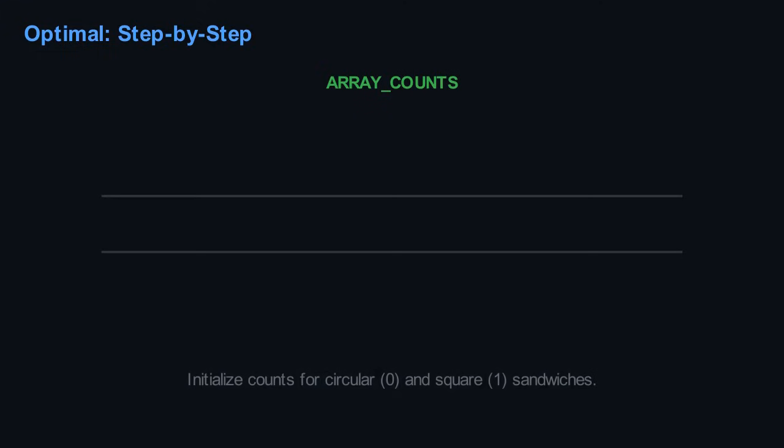Let's trace this with students 1, 1, 0, 0 and sandwiches 0, 1, 0, 1. First, we count student preferences. 2 students want circular sandwiches and 2 want square. Our count array is now circular count 2, square count 2. Now we process sandwiches. The first sandwich is 0, a circular one. We have 2 students wanting circular, so 1 eats. Circular count becomes 1. Next sandwich is 1, a square one. We have 2 students wanting square, so 1 eats.